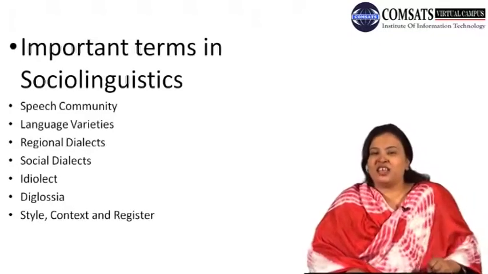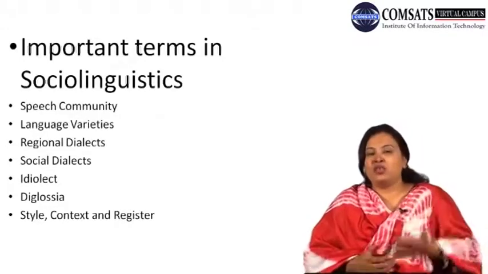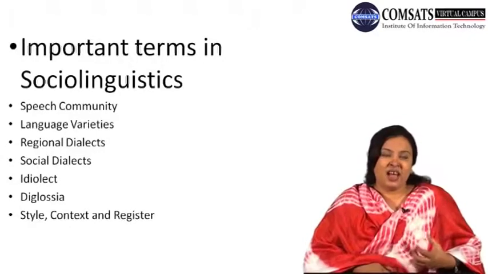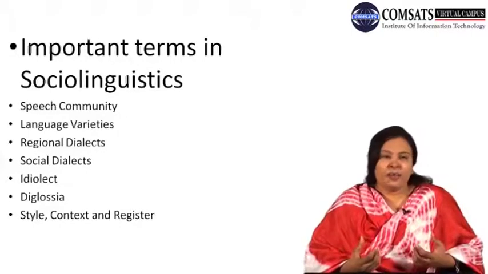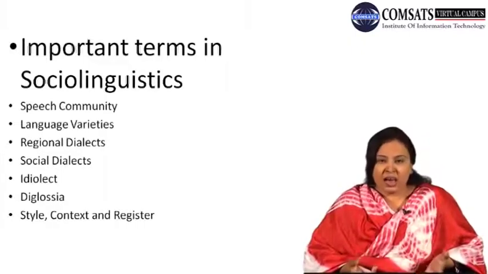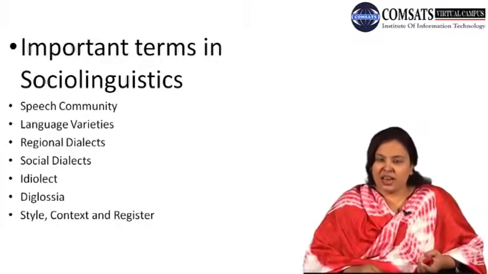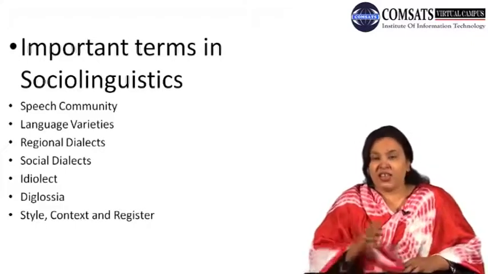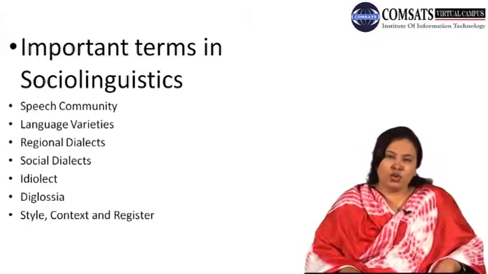Now, after discussing the relationship between language and society, in sociolinguistics there are some important terms that you will come across while having a deep study of sociolinguistics. But I will just highlight some of the important terms that are used in sociolinguistics, like speech community, language varieties. Inside the language varieties, we have regional dialects and social dialects. Then we have idiolects, we have diglossia, we have style, context and gesture. These are some of the terms that you usually come across while studying sociolinguistics.